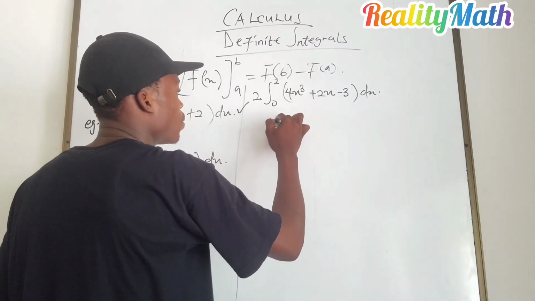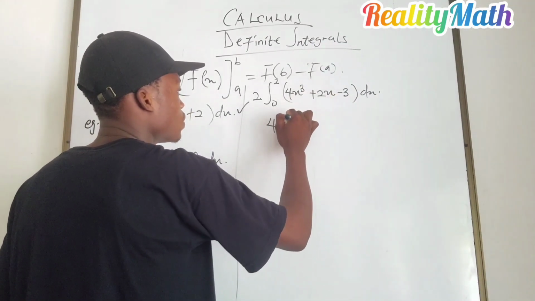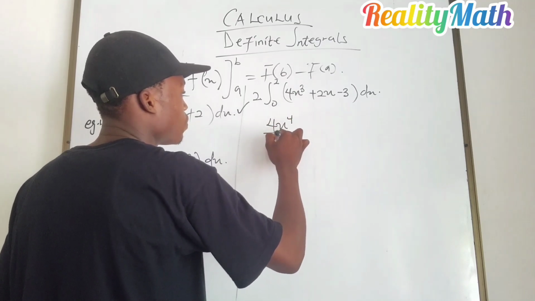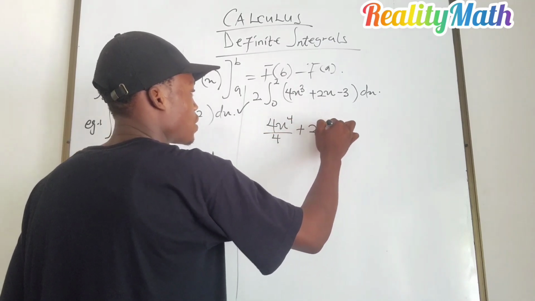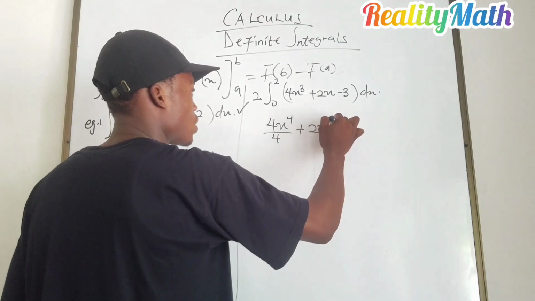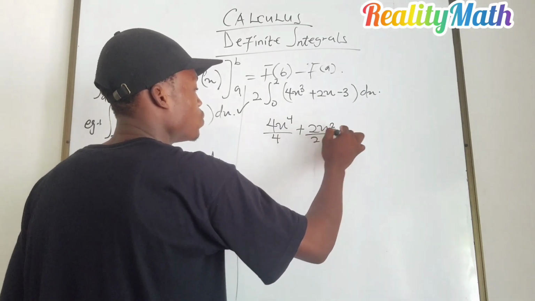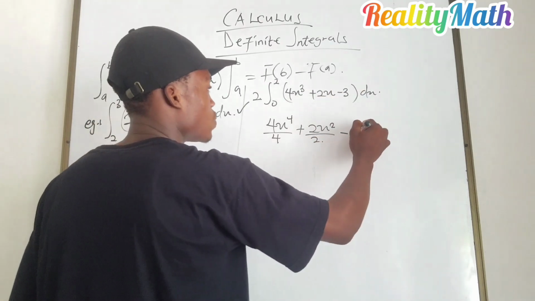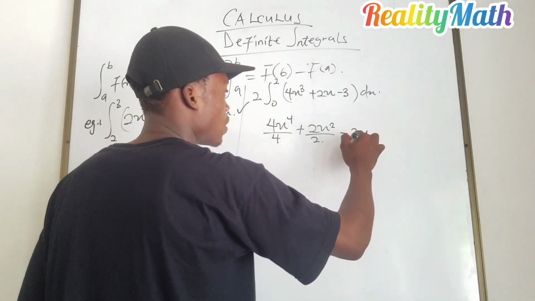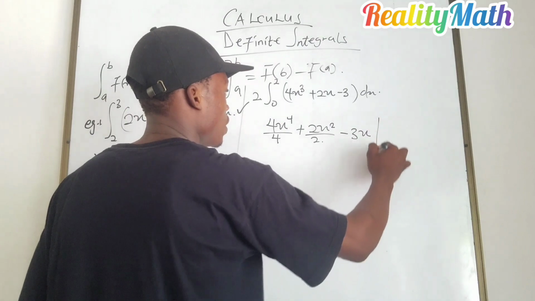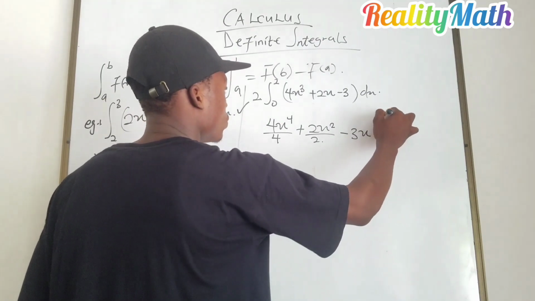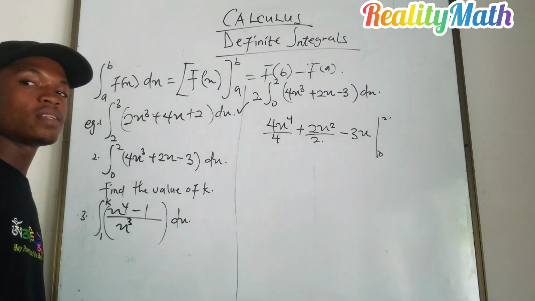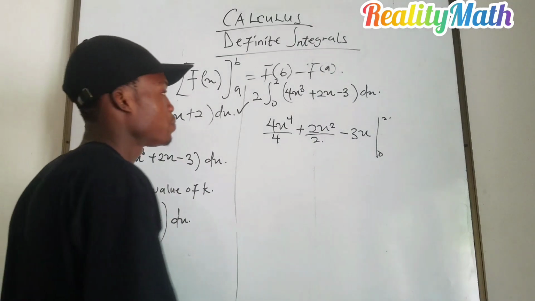We have 4x to the power 3 plus 1, which is 4, all divided by 4, plus 2x to the power 1 plus 1, 2, all divided by 2, minus 3x to the power 0 plus 1 is 1, which is x to the power 1, all on 1, right? Evaluated at what? 0, 2, right? All right, so let's see. What do we now have?